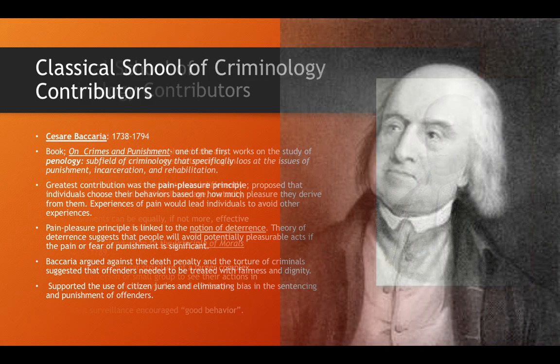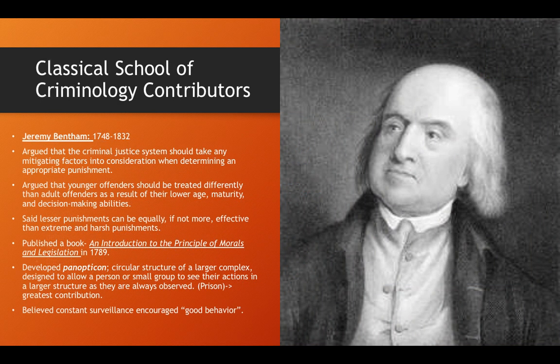Then we also have Jeremy Bentham. Bentham argued that when punishing an offender, there should be mitigating factors that are taken into account to determine the appropriate punishment of an individual. For example, he thought that young offenders should be treated differently than adult offenders as a result of their lower age, their lower maturity levels, and their decision-making abilities.